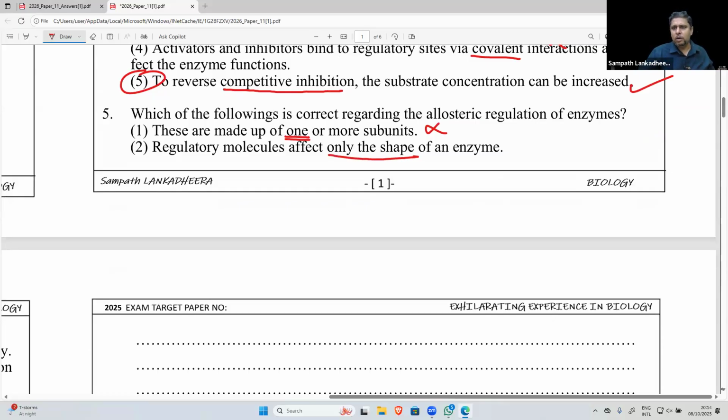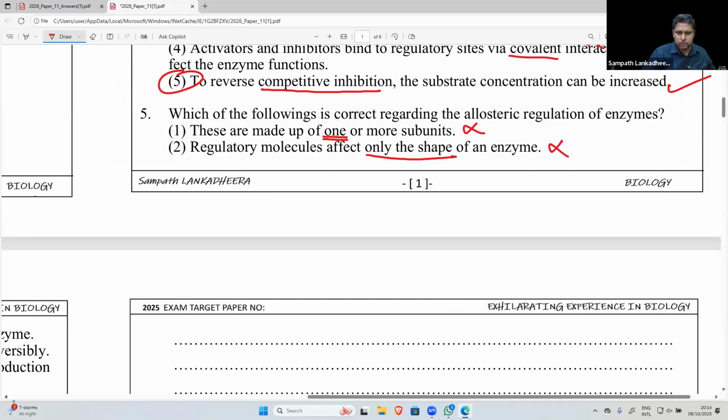Regulatory molecules affect only the shape of an enzyme. Not only the shape, the function also.